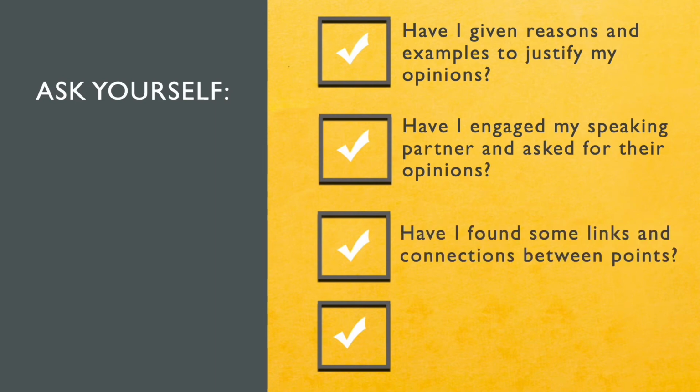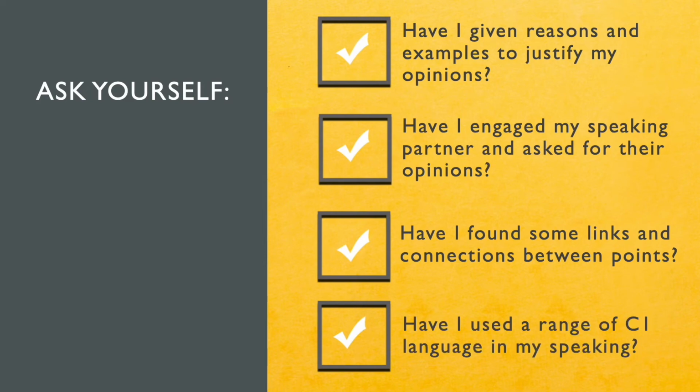Have I found some links and connections between the points and the prompts? So this is a common mistake people make when they just speak robotically about one prompt after another. It's much better if you can move organically around the task. Try and find connections and links between them so the whole thing feels much more natural.